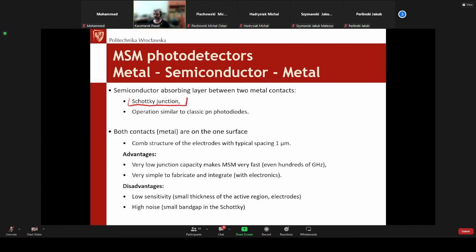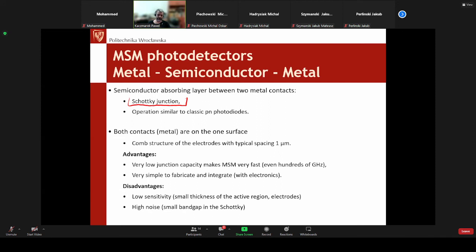The same, of course, applies to the photodetector. We can create the photodetector using this junction, and because of the properties of this junction, this type of photodetector can be extremely fast. As you can see, even hundreds of gigahertz can be the bandwidth of such a photodetector. So in fact, way above the microwave frequency area. So we are going to terahertz waves, in fact, hundreds of gigahertz.